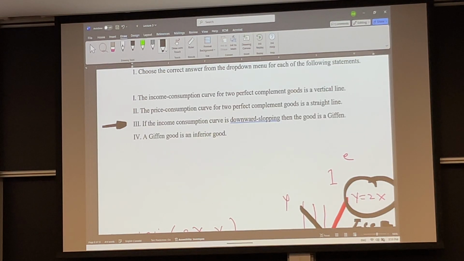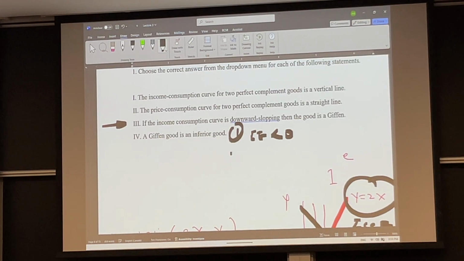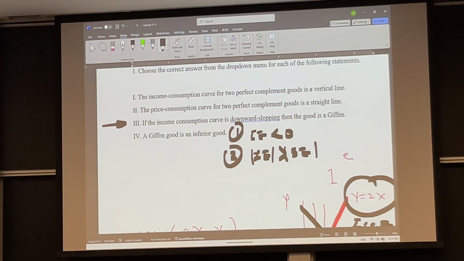That's false. That says the income effect is less than 0. That says more money, less consumption. Less money, more, that's inferior. Not Giffen necessarily. To make it Giffen, you need a second condition. And that's very hard to satisfy. There are a lot of inferior goods out there, but very, very few Giffen. So that is false. What about number 4? That is true.